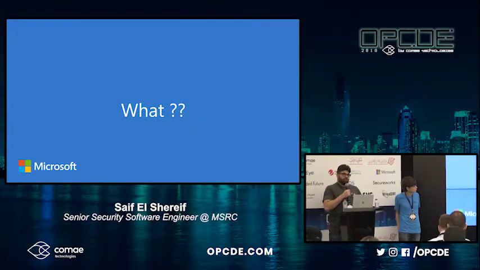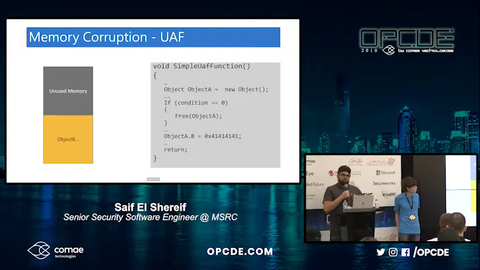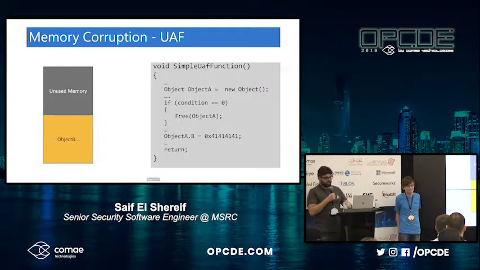Which brings us to the question of what? How actually do we get to that step, the first step of the chain? We're going to start by moving slowly through the memory corruption or use after free vulnerability, explaining what it is, how we usually would exploit it, and then move on to the other parts of the attack chain.